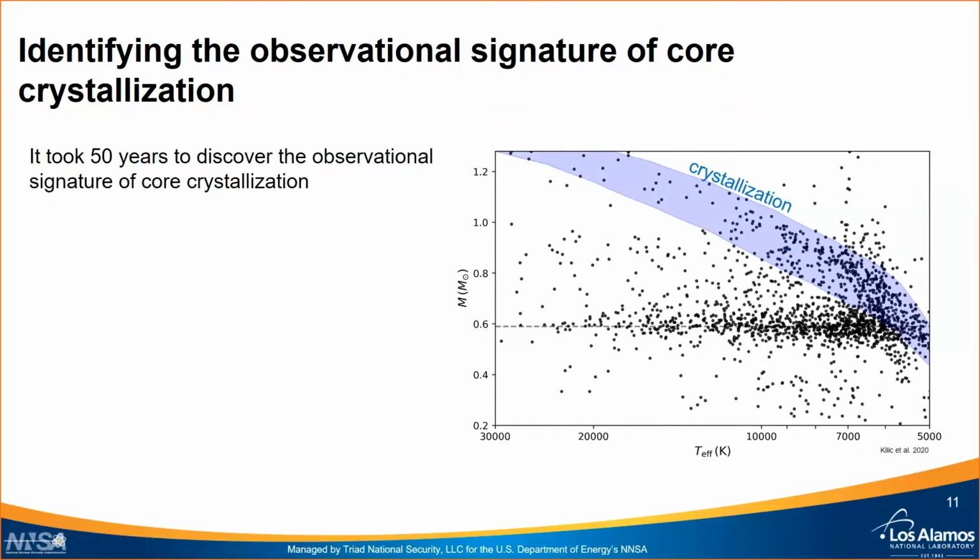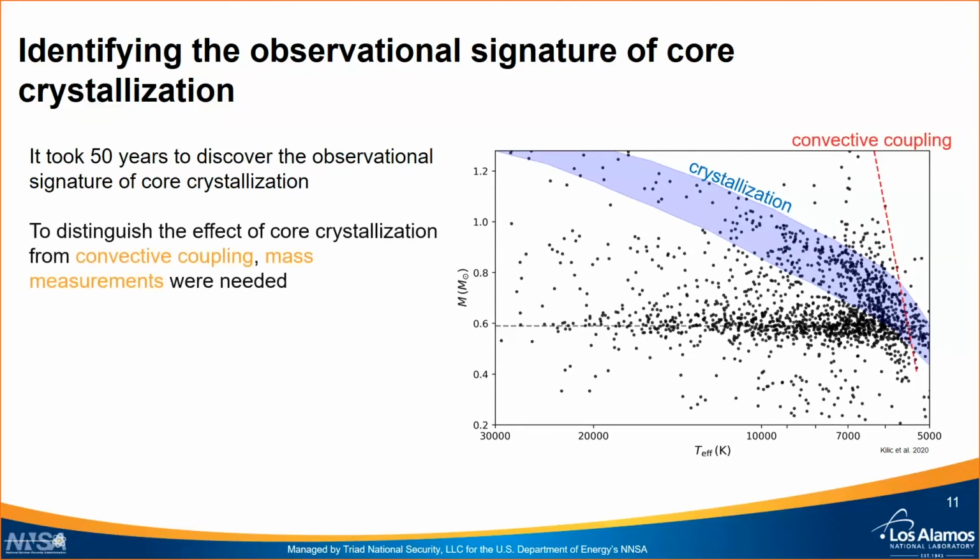But to complicate the matters a little, crystallization occurs at the same time as another important phenomenon for white dwarf evolution, which is known as convective coupling. So for the bulk of white dwarfs, so for 0.6 solar mass white dwarfs, both of those things happen at the same time. And convective coupling also imposes a cooling delay to the white dwarfs. So it's not obvious at all how we can really distinguish between the effect of crystallization and convective coupling.